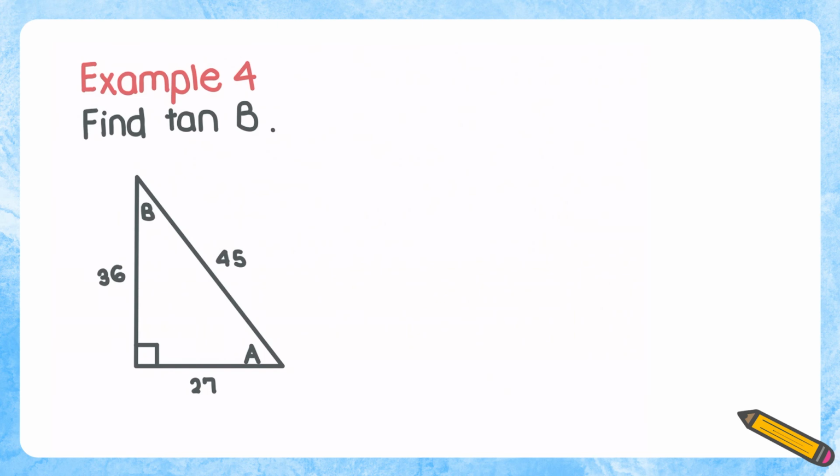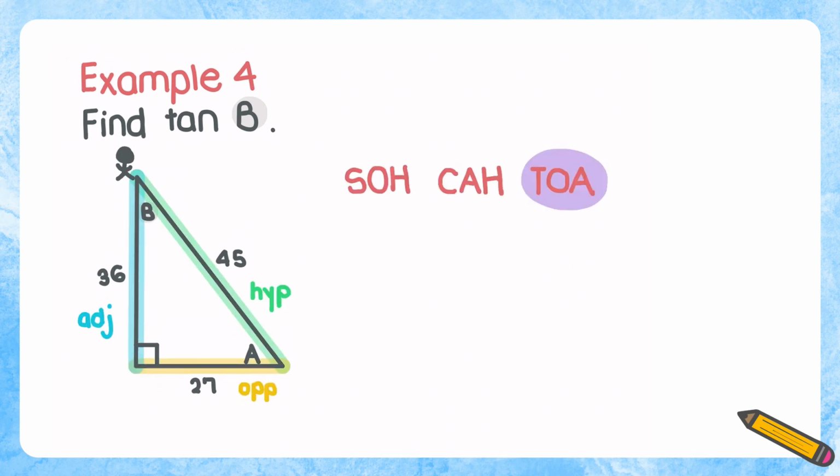Up next, let's find tangent of B. So we're going to be standing at angle B right here. And first you want to label each side. So go ahead and identify your hypotenuse, the opposite side, and the adjacent side, and then press play when you're ready to compare answers. So hopefully you were able to correctly set up your triangle.